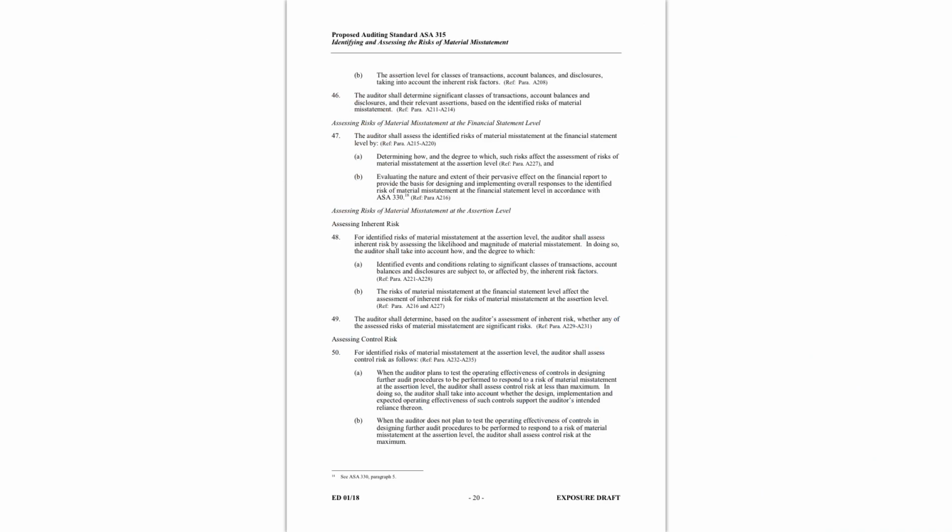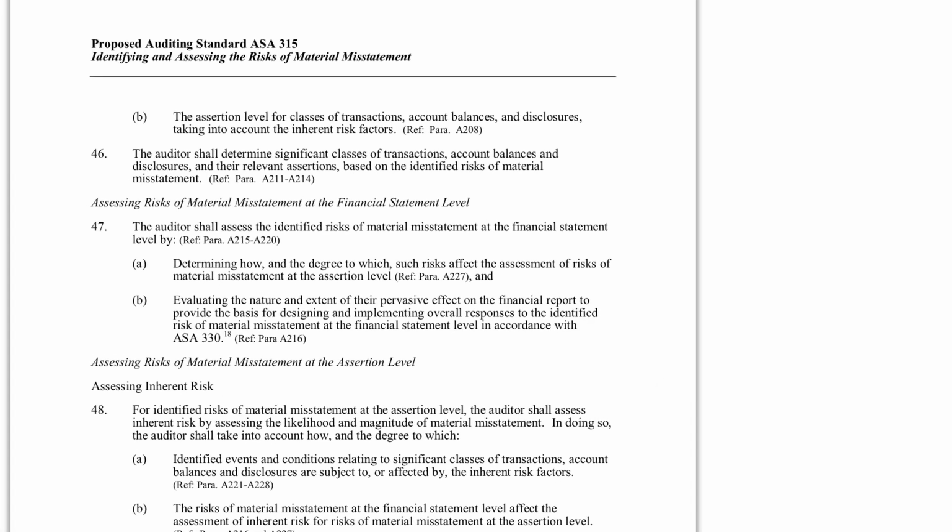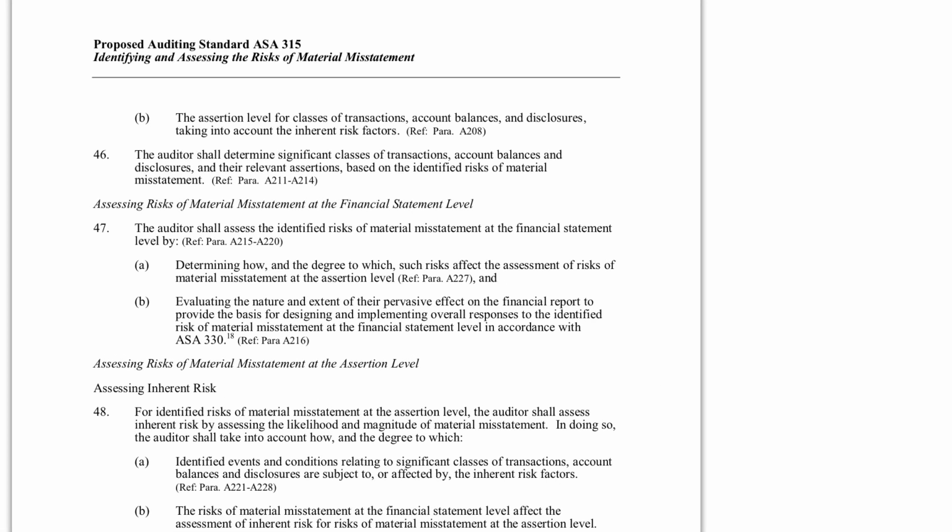Now that might mean you're going to have a lot of risks. Quite often when I get students to brainstorm risks, they will have many, and we need to figure out which of these are going to be at the financial statement level, and which of these are going to be at the assertion level, and determine how we are going to respond to those. Now that's in a separate standard, but we need to be able to identify those risks, and that's what 315 is all about. 315 is all about this identification process.